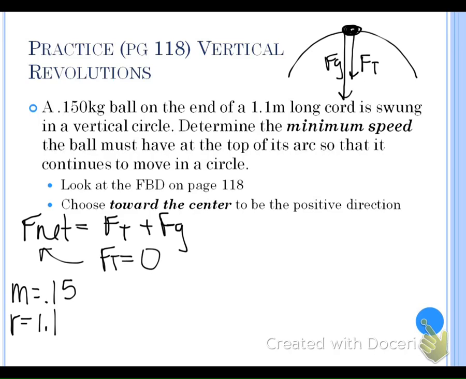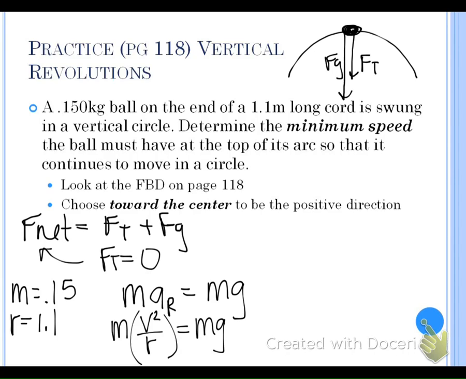Good. Yep, we're going to do our substitution in this equation. So mass times a_r equals mass times gravity, which means we'll substitute mass times v squared over r equals mass times gravity. So do we have the mass? Do we have the radius? We don't have velocity because that's what we're solving for. We're solving for that minimum speed. We know mass and we know gravity. Do we need to plug in negative 9.8 here or positive 9.8? Positive, because it's going toward the center of the circle.